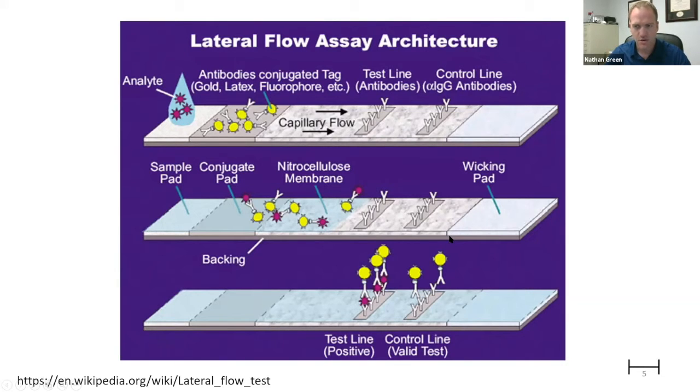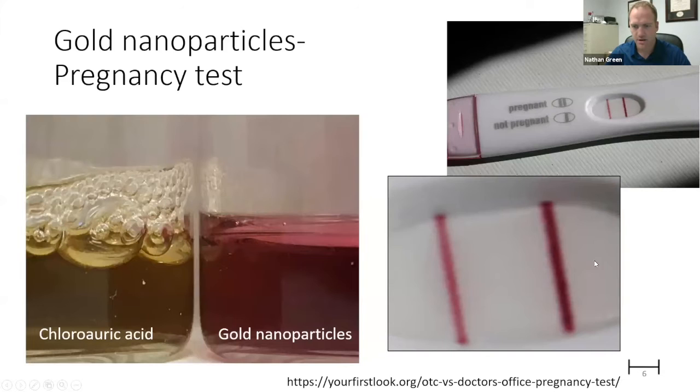The way that you would normally see this on a pregnancy test are these two lines. And so one line is the control line. This red color comes from the gold nanoparticles. They have bound along the control line, and then here's the test line. And the two lines would indicate that a pregnancy was detected.